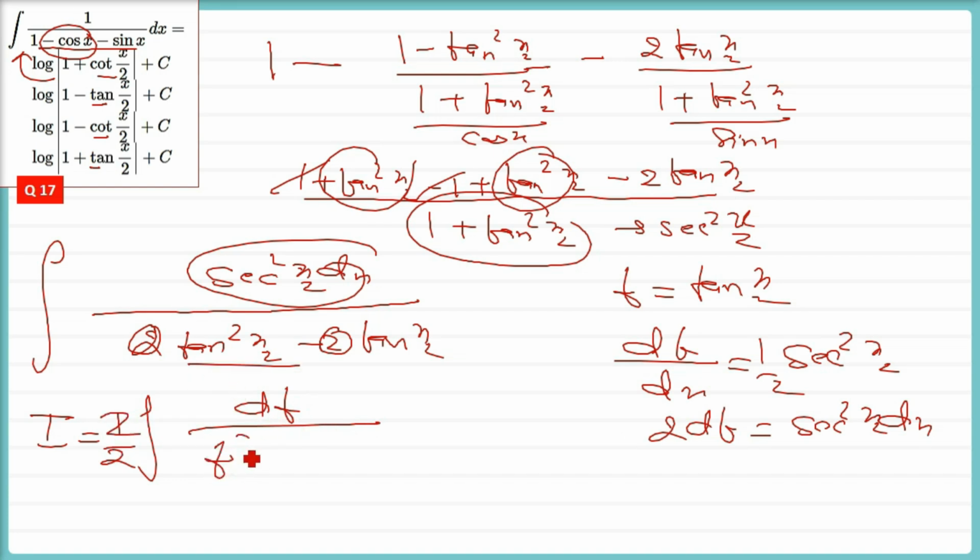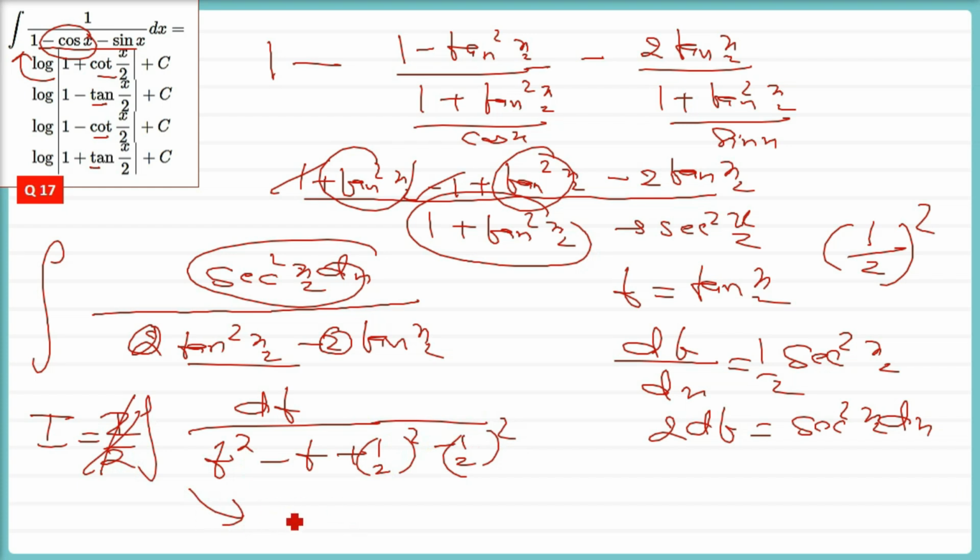Tan square x by 2 is t square minus t here. No, 2 we have already taken outside. So minus t. We will make it a perfect square. So we just have to take the coefficient of t, which is 1, divided by 2, which will come as half. We'll square it. Whatever comes, we'll add it and subtract it. So plus half square minus half square will come.